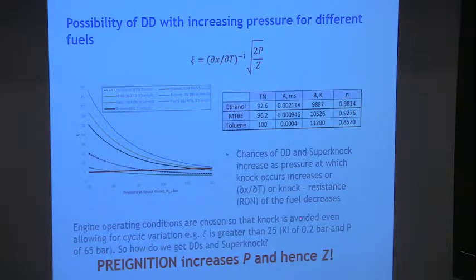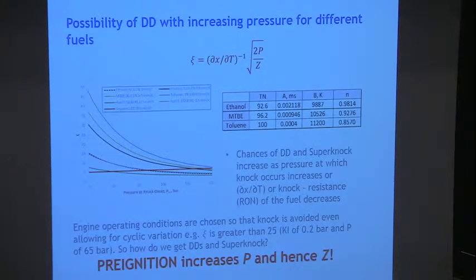We know the dx by dt is of 0.44. We put that assumption, and you plot this, and this is our threshold value. And what you find here is something like toluene. If you want to push it to developing detonation, you have to increase the pressure at knock onset to extremely high pressures.